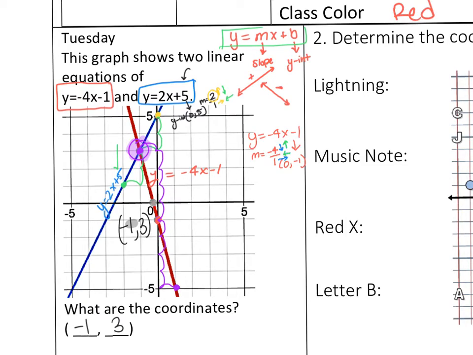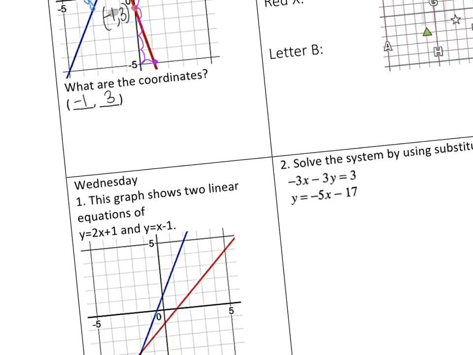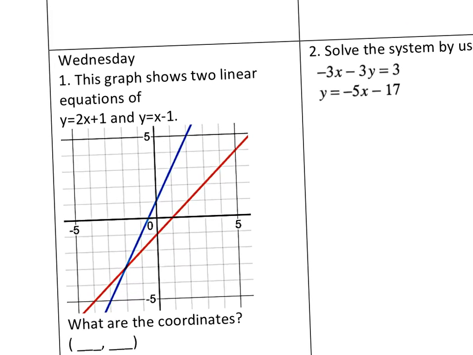So if you're looking at Wednesday, they already graphed those lines. If you notice, those lines intersect at one point, right there. So you just have to write the coordinates of this point right here. That's it.